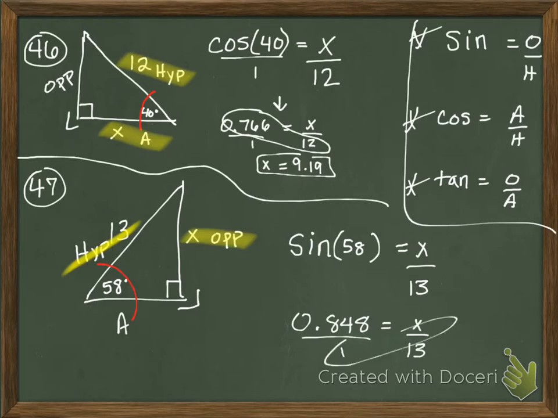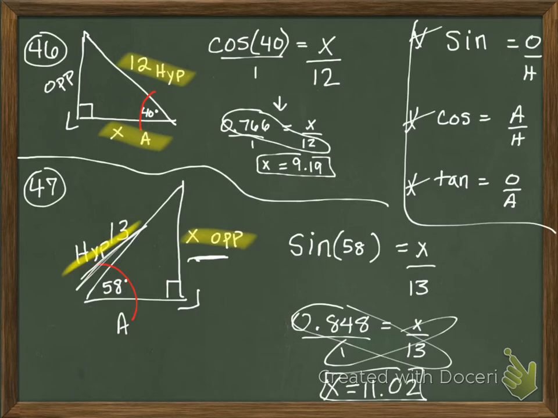And then we're just going to cross multiply the two. So our decimal, 0.848 times 13, and we get that X is equal to 11.02. So about 11, which makes sense because this side cannot be more than my hypotenuse, which is 13.